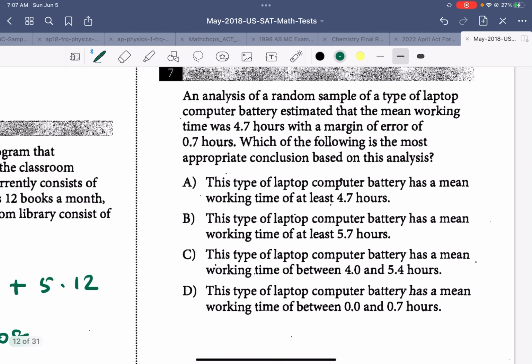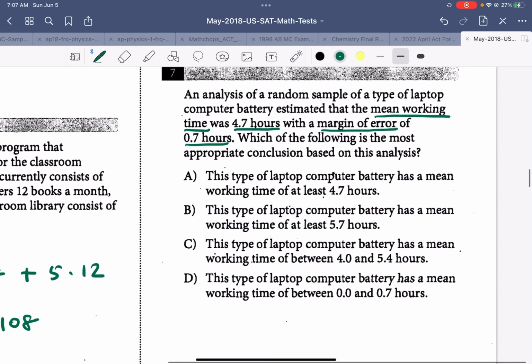Number 7. On analysis of a random sample of a type of laptop computer battery, the estimated mean working time is 4.7 hours. That's the mean working time, with a margin of error of 0.7 hours. Which of the following is the most appropriate conclusion based on the analysis? So let's see.